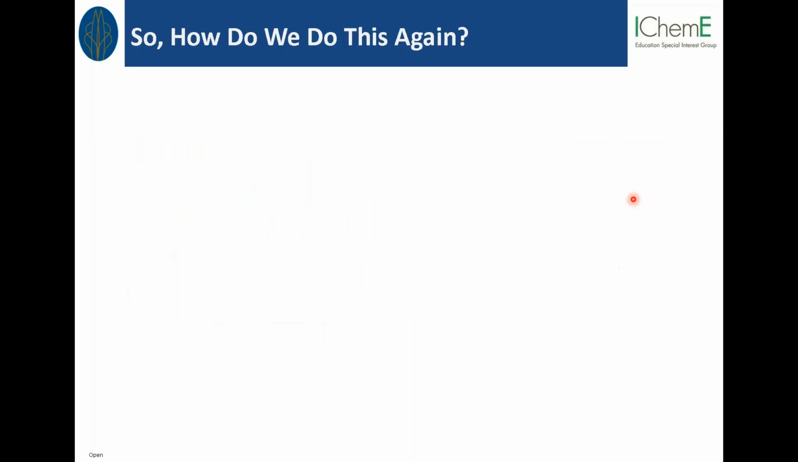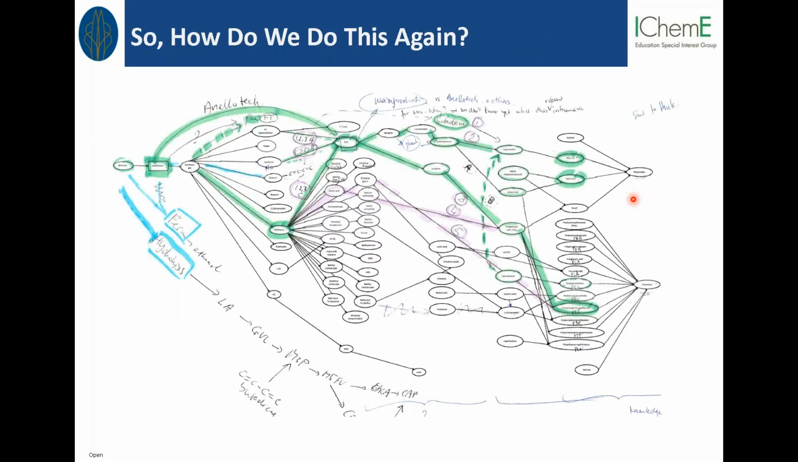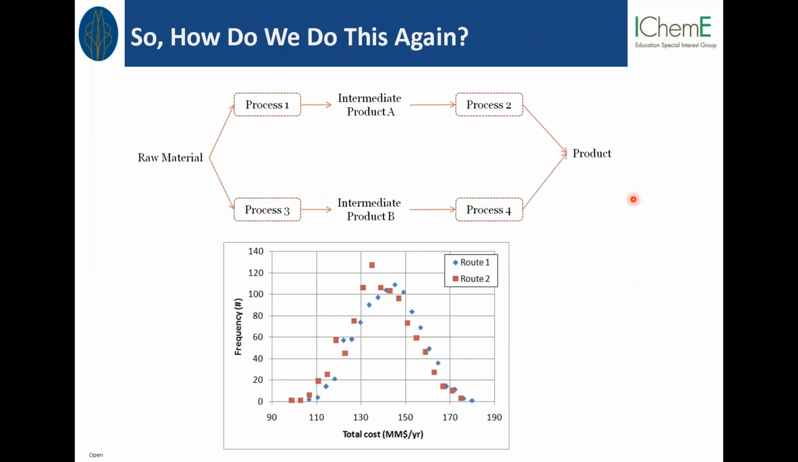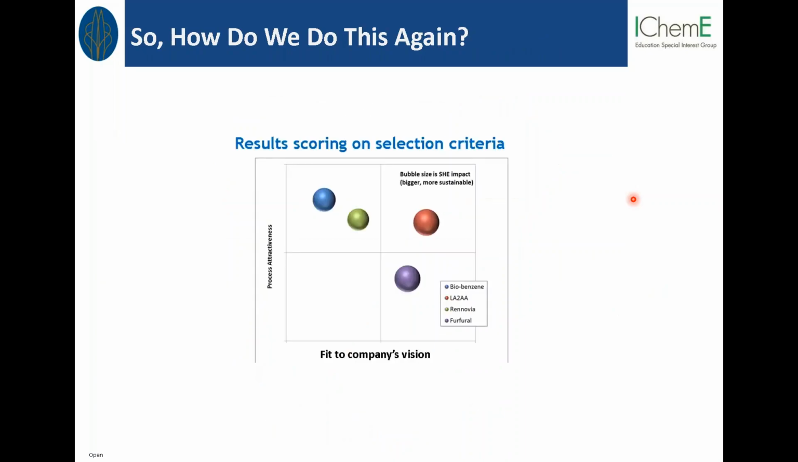I think I'm done. So how do we do this again? We start from the brainstorming. We do the process flow diagrams, and then we do a Monte Carlo simulation for sensitivity analysis, and then in the end we do some selection criteria.